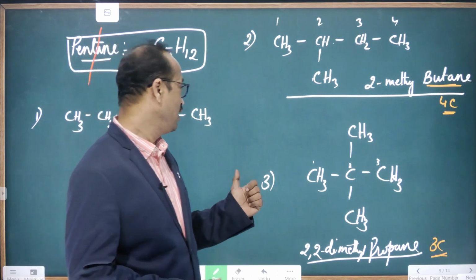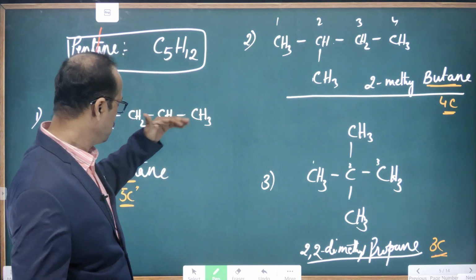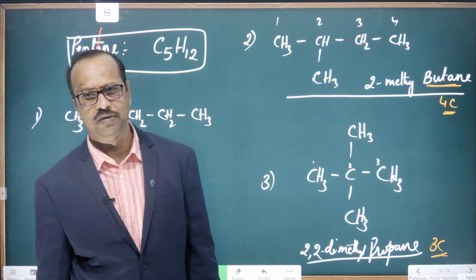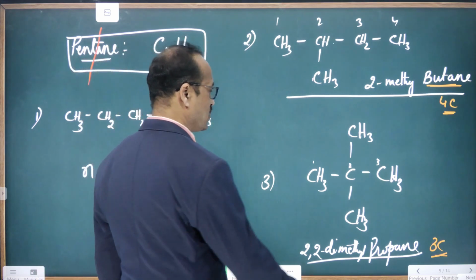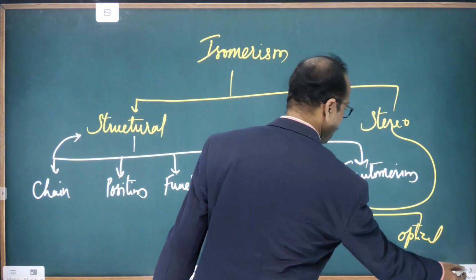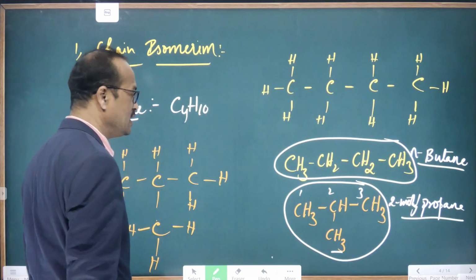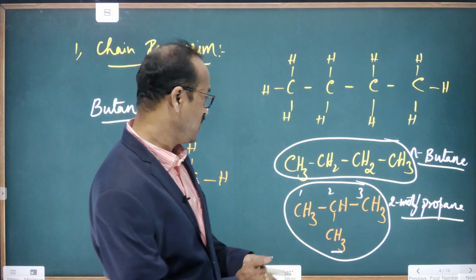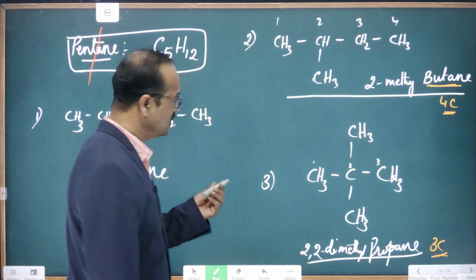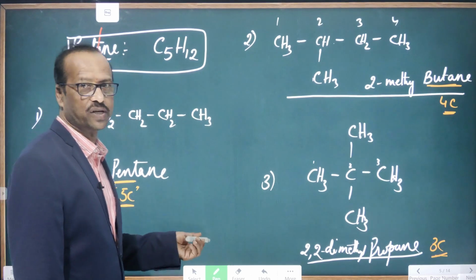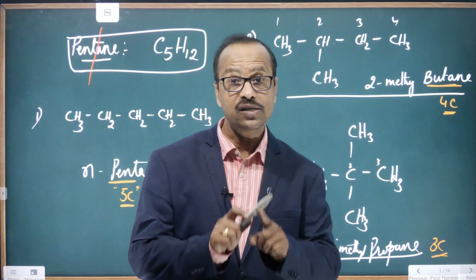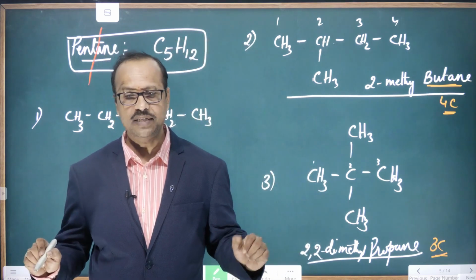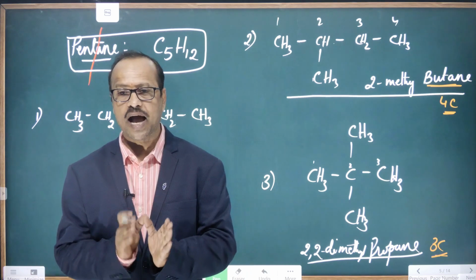So meaning is what? They are differing in the chain. This longest chain consists of 5 carbons, longest chain consists of 4 carbons, longest chain consists of 3 carbons. So differing in the chain. So that's what this is, chain isomerism. Which isomerism is this? Chain isomerism. So chain isomerism is a part of structural isomerism. So they differ in the structure. Okay? They differ in the structure, but at the same time, they also differ in the chain, root word, longest chain. So that's why they are called chain isomers, and this phenomenon is called chain isomerism.